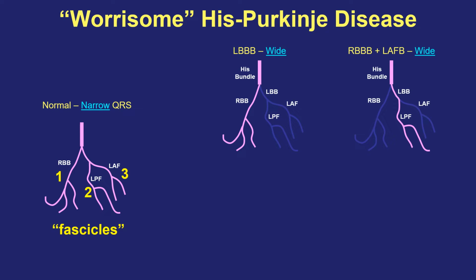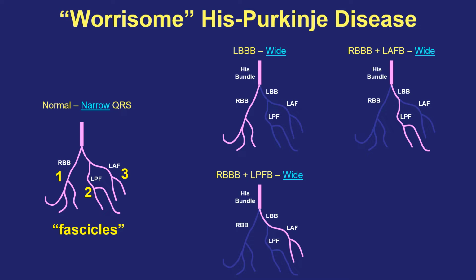You can have bifascicular block, and there are two flavors. Here's one where you have the right bundle branch and the left anterior fascicle both being blocked, again giving you a wide QRS, worrisome again to the EP doc. And here's the other pattern where you have a right bundle branch block and a left posterior fascicular block.